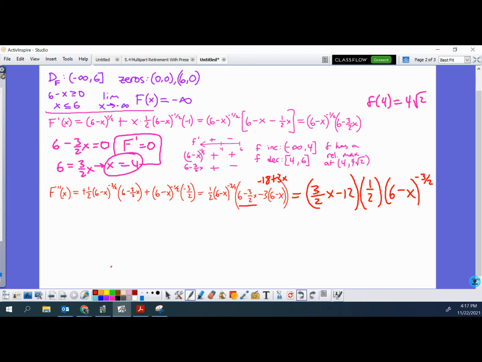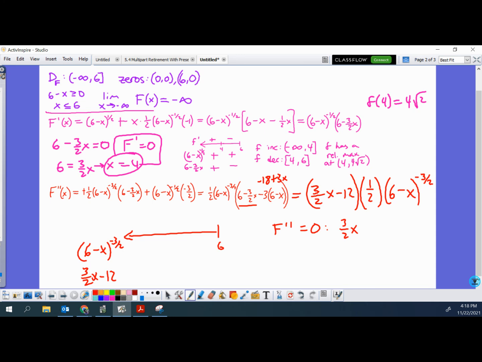And so, yeah, if you list out, again, we're going up to 6 and off toward negative infinity. Again, you can do the 6 minus x to the negative 3/2 power. This is going to be positive over the entire domain. The negative 3/2 power will not change that. So we're going to be positive all the way through there. And then the 3/2 x minus 12 is the other factor. So I need to get the 0 from that, right? That's going to be where f double prime equals 0.